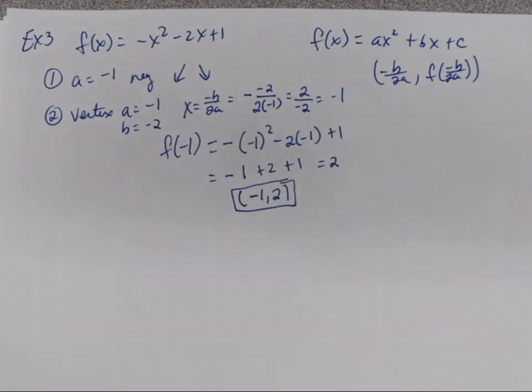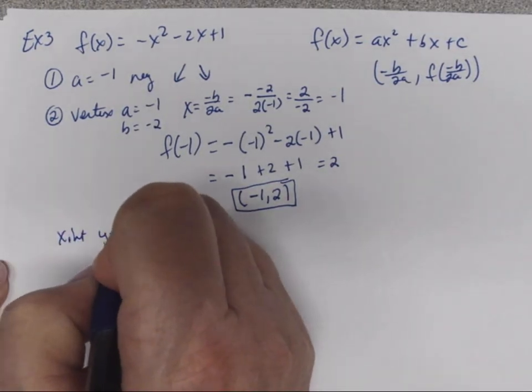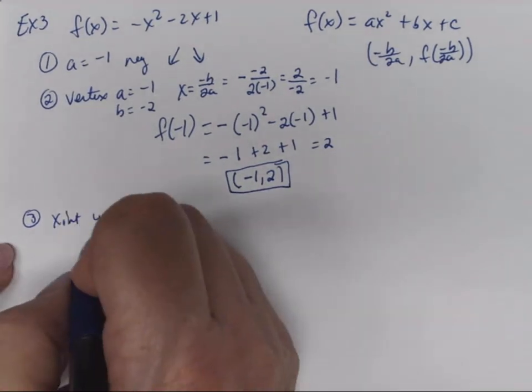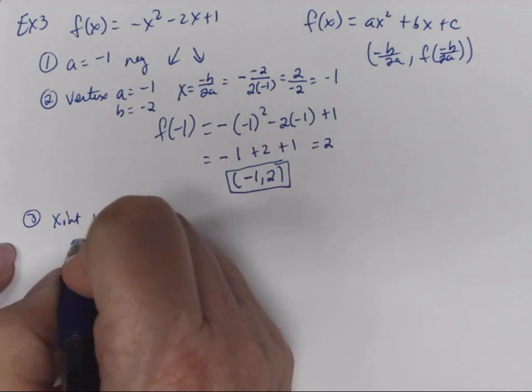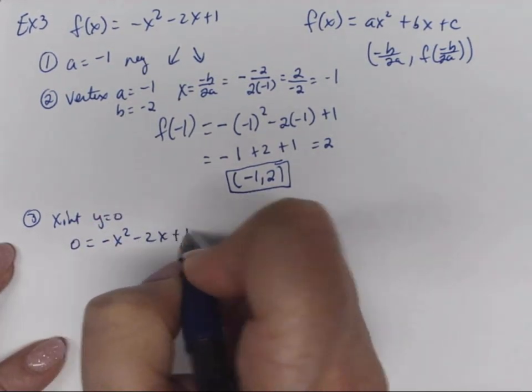All right, so next step, we need to find our x-intercepts. So the x-intercept is where y is equal to 0. The x-intercepts are not quite as easy for these because before you just plug in the 0 and it's kind of solving it. This one you're going to have to solve a little bit harder because it's a parabola. So 0 is equal to -x squared minus 2x plus 1.